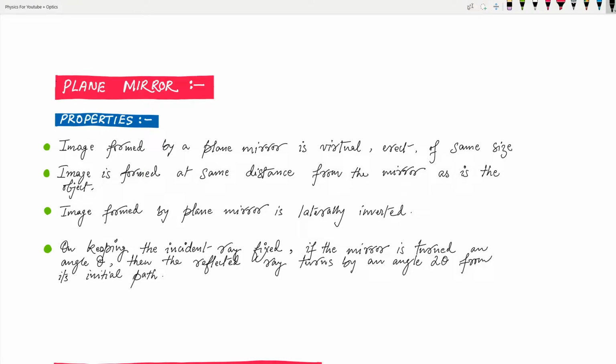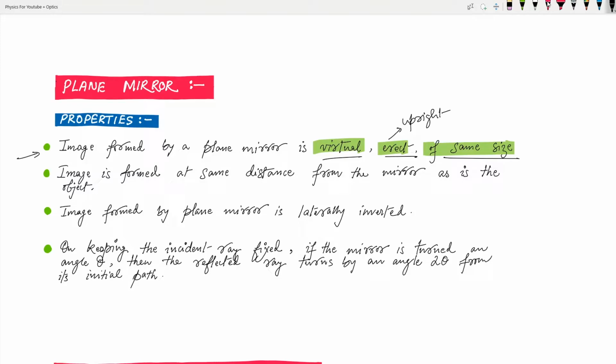Now let's move on. The first property about plane mirror is that the image formed by a plane mirror is virtual, erect, of the same size. Very important. Let me highlight this. Virtual, erect, of the same size. Okay, now what does erect mean? Erect means upright.